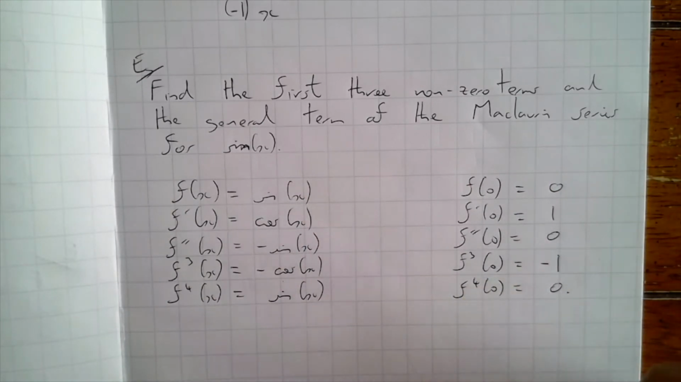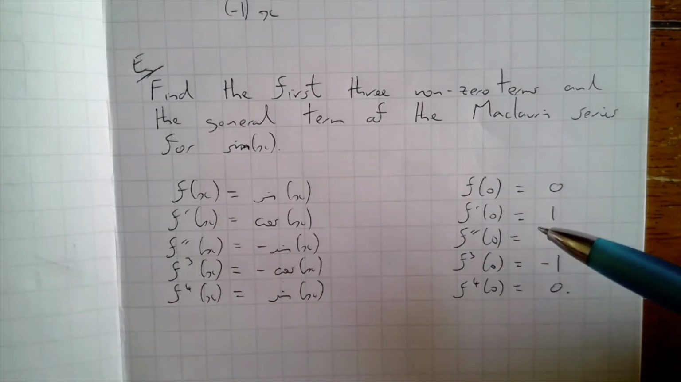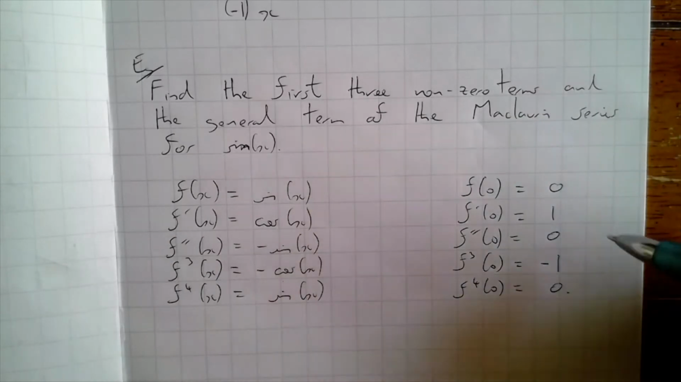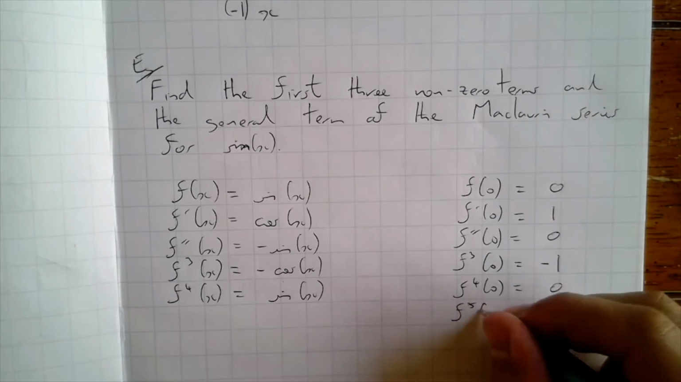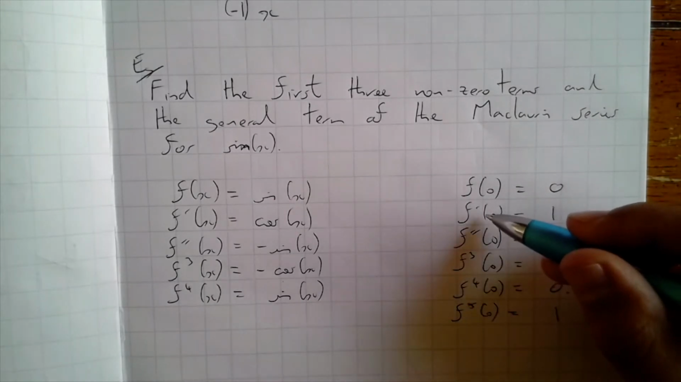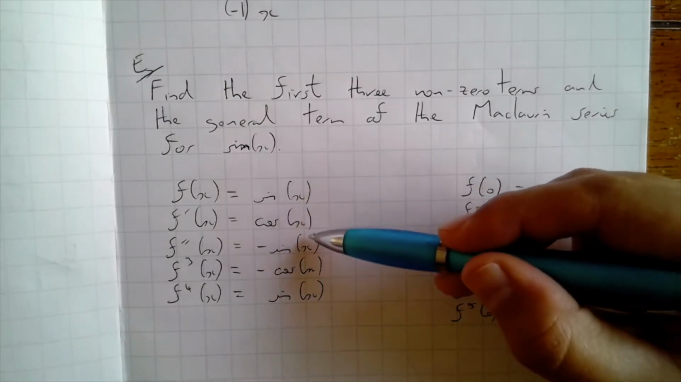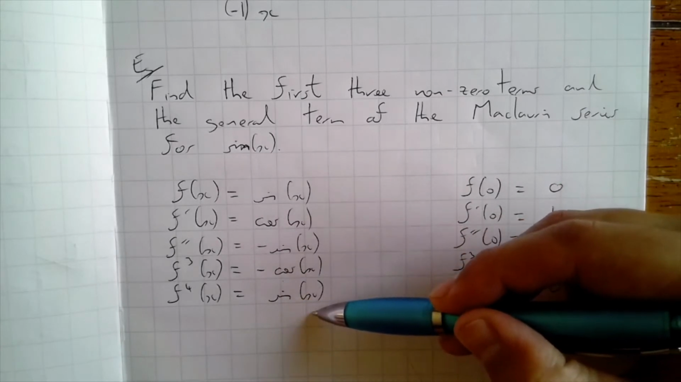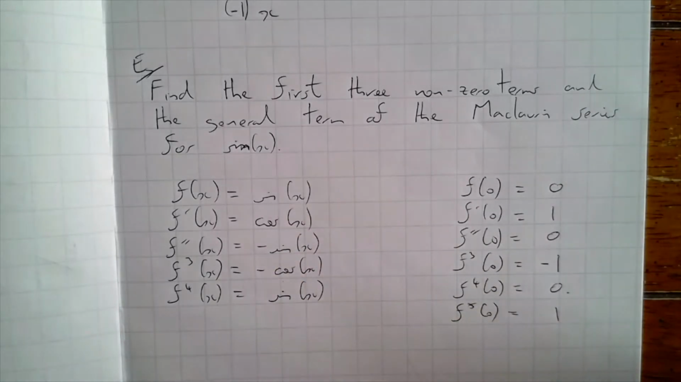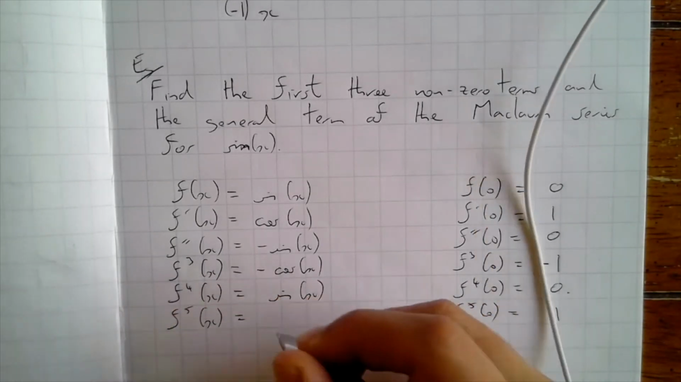So, I'm not absolutely sure how many of these terms I need. Oh, actually, I need the first three non-zero terms, don't I? So far I've got 1, 2, so I need a third one. I need f of 5 as well. And f of 5 is going to be the same as f of 1 because I can see how this is going. It's that pattern, sine, cos, minus cos, sine, cos. It's going to repeat that pattern every 4. So I don't need to go any further with that. I can just write it down if I want to, just for completeness sake.